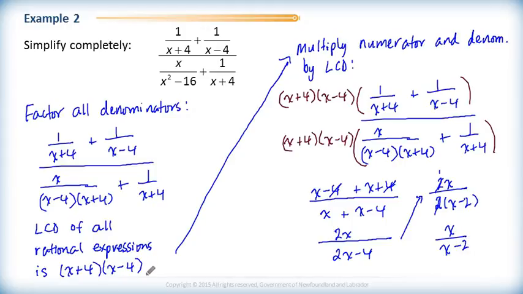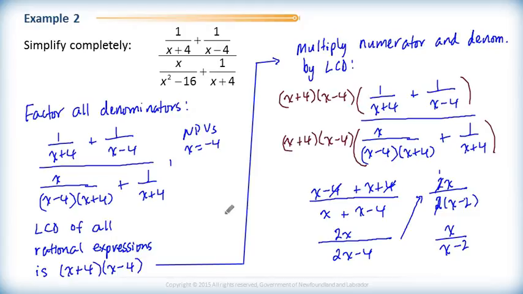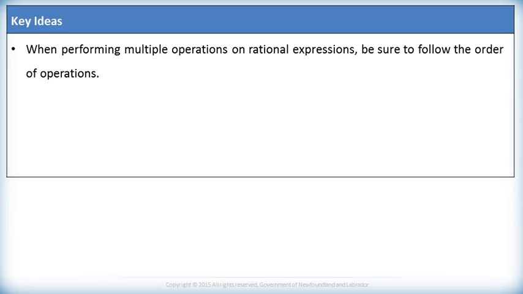And one thing we didn't do was find the non-permissible values. The non-permissible values are found back here. We have negative 4. There, I've adjusted that arrow to get it out of the way. Negative 4 and 4. And we have another one right here at x equals 2. So we have x cannot be negative 4, 4, or 2. So in summary, when performing multiple operations on rational expressions, be sure to follow the order of operations.